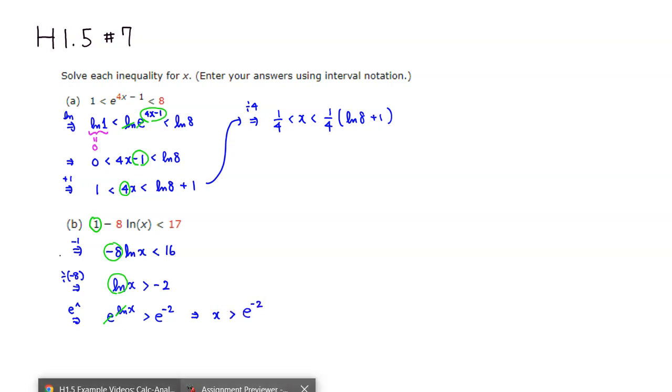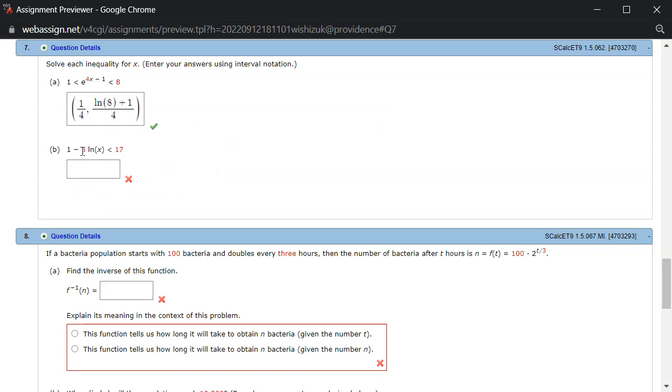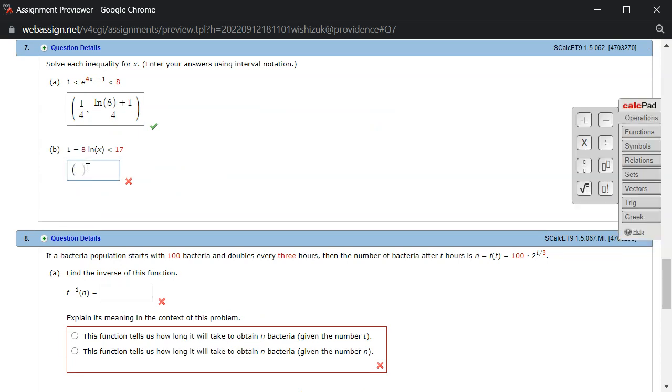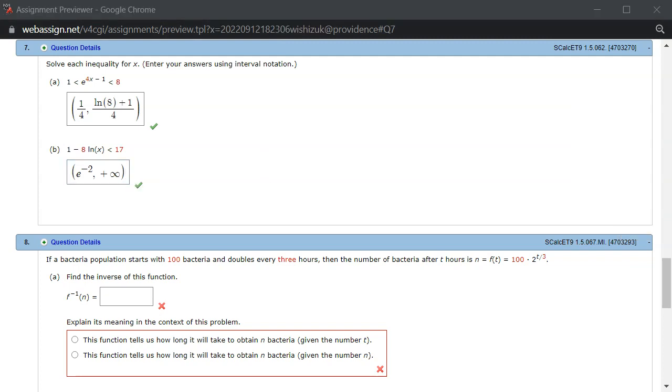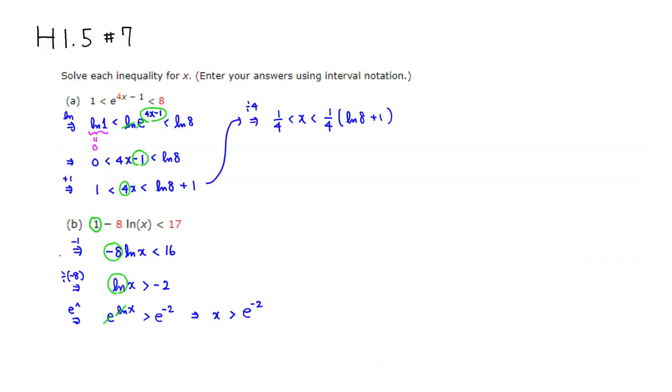Let's type it in. The lowest you can go is e to the negative 2, and actually not exactly equal to e to the negative 2, but up to there, and then all the way up to positive infinity. Let's check the answer. I came back and it looks like we got part B correctly as well. That's it. I hope that this was clear.